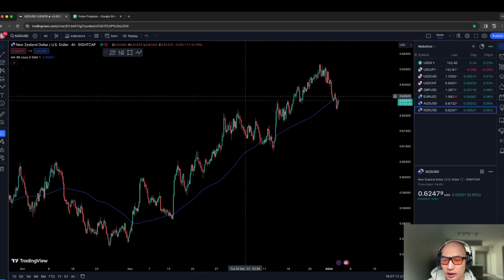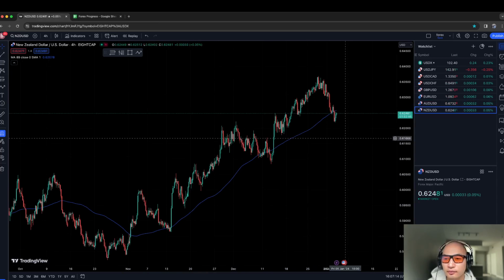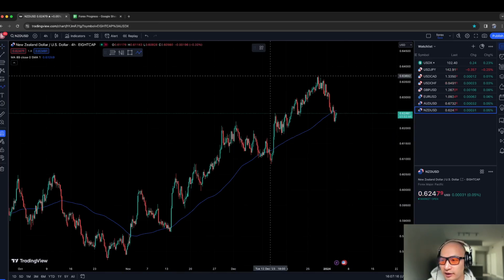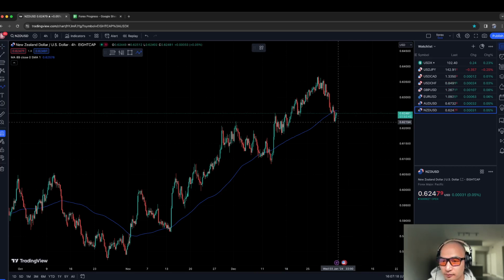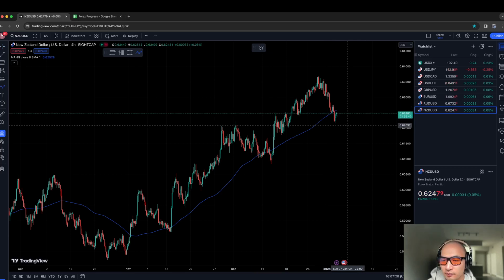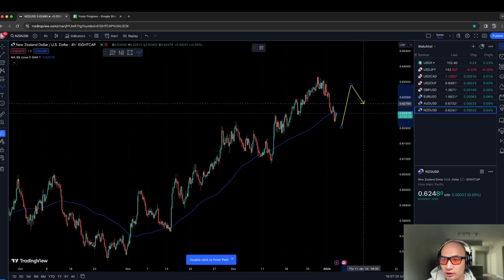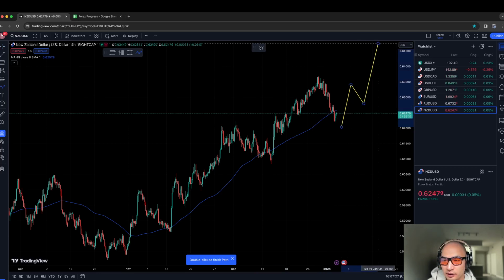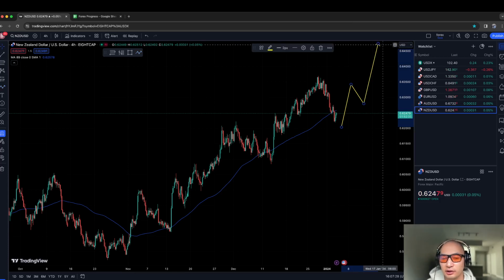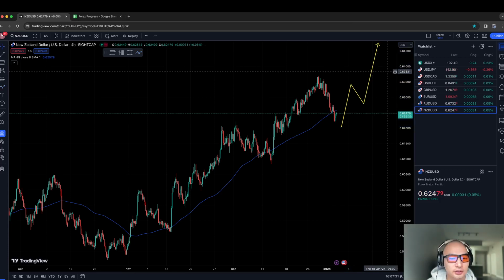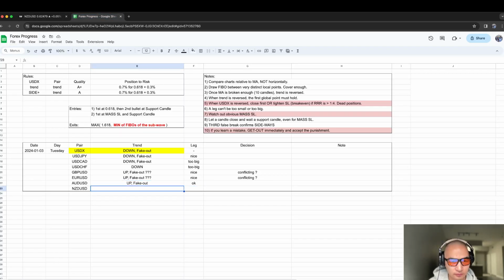If the dollar again continues to, it is doing the fake out. Still doing the fake out. If the dollar again weakens overall, I will expect a price behavior like this. Price behavior like this. Okay. Up, fake out.